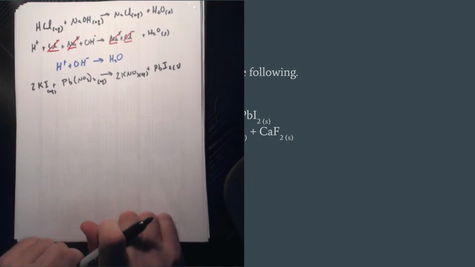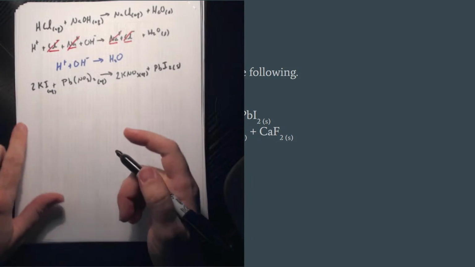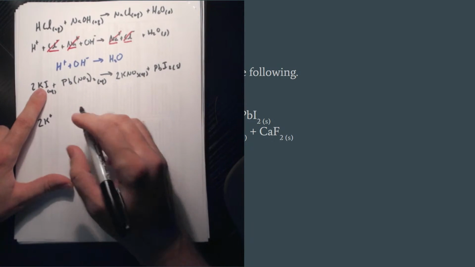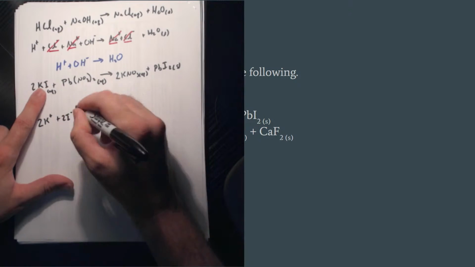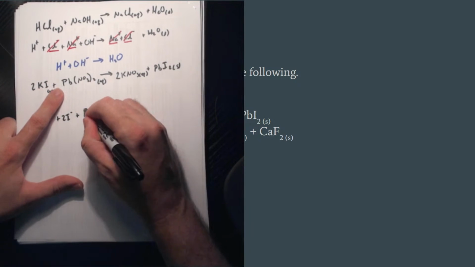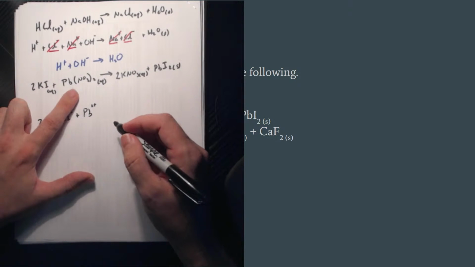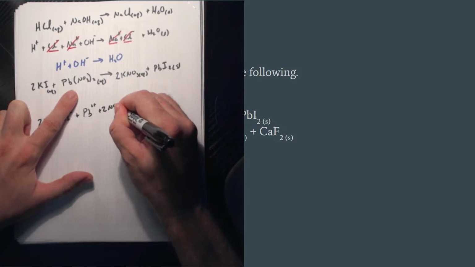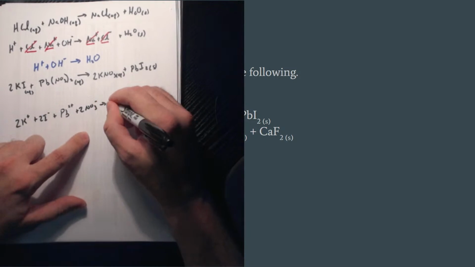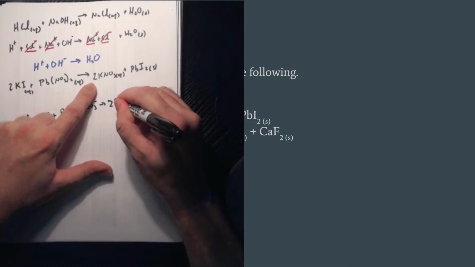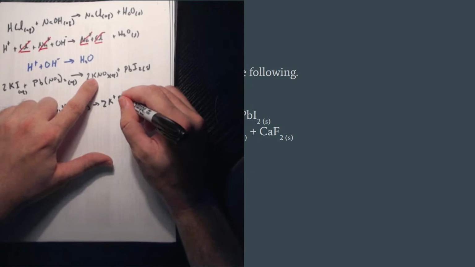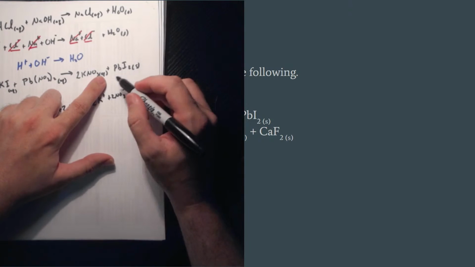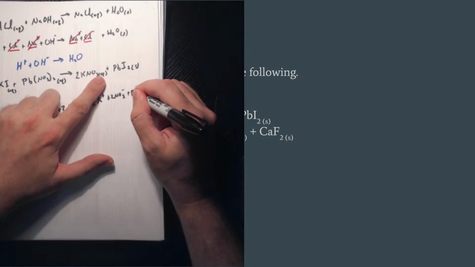All right, so now we are once again going to break everything up. We have 2 potassium ions here, so 2K plus. We have 2 iodides, so 2I minus. We have 1 lead, so Pb2 plus. We have 2 of our nitrates. See, this is subscript. So 2 NO3 minus. Then 2 of our potassium, 2 of our nitrates. And the lead 2 iodide is solid. It doesn't break apart.